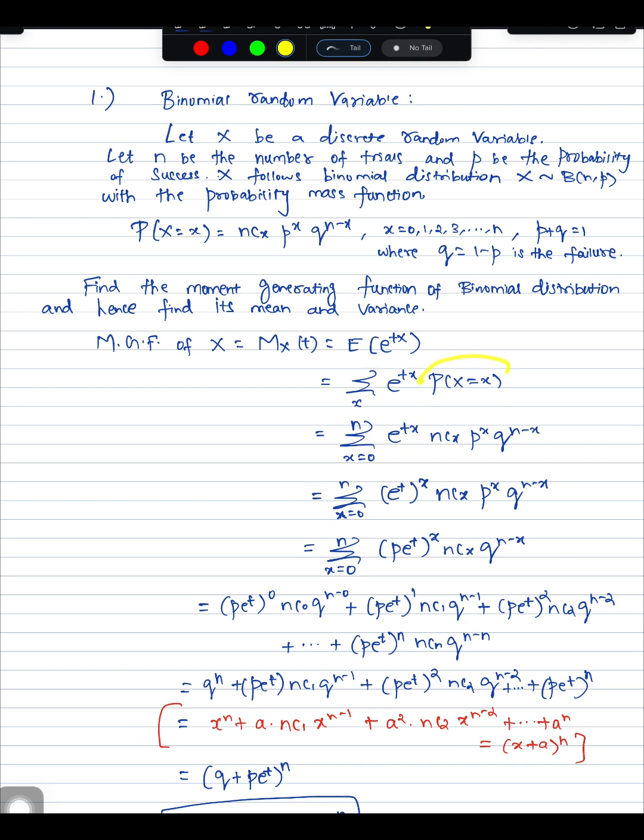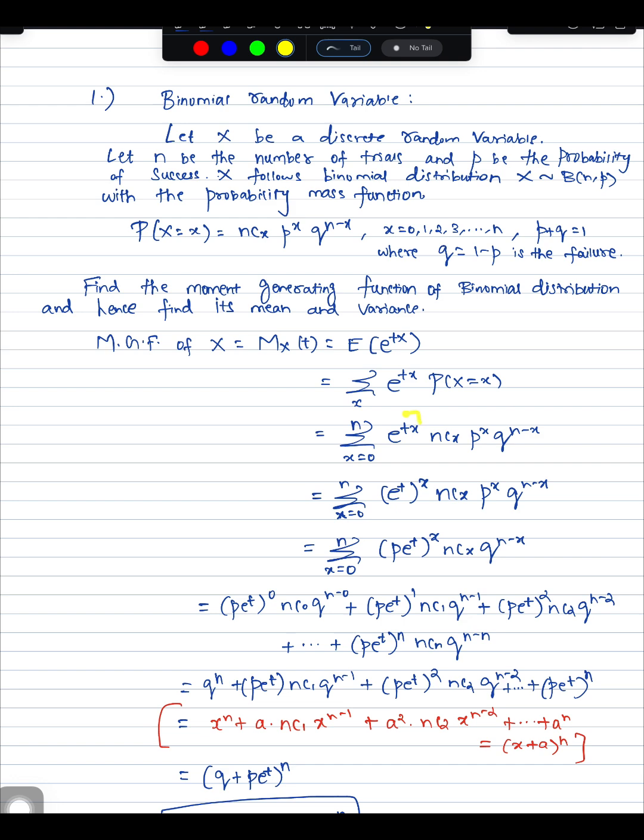Now, based on this probability mass function, the x variation is from 0 to n. So x runs from 0 to n. When you substitute P(X = x), I mean the probability mass function, you can see here nCx p^x q^(n-x), where x runs from 0 to n, and your e^(tx) is as such here.